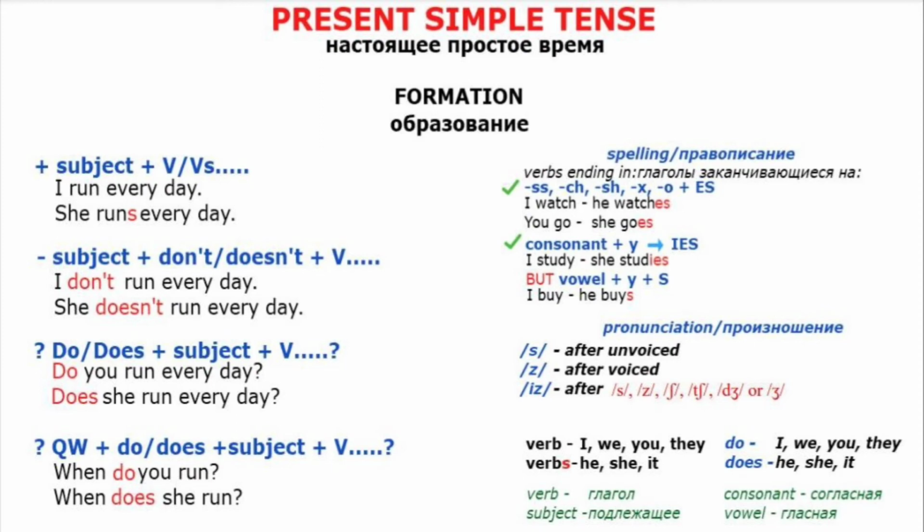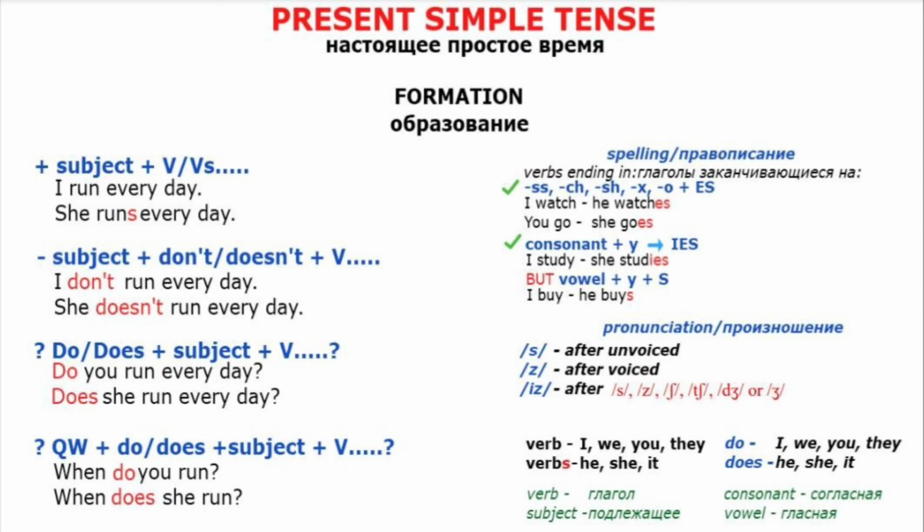Spelling. How to add s to verbs. We add es to verbs ending in double s, ch, sh, x, and o. For example, I watch, he watches. You go, she goes.